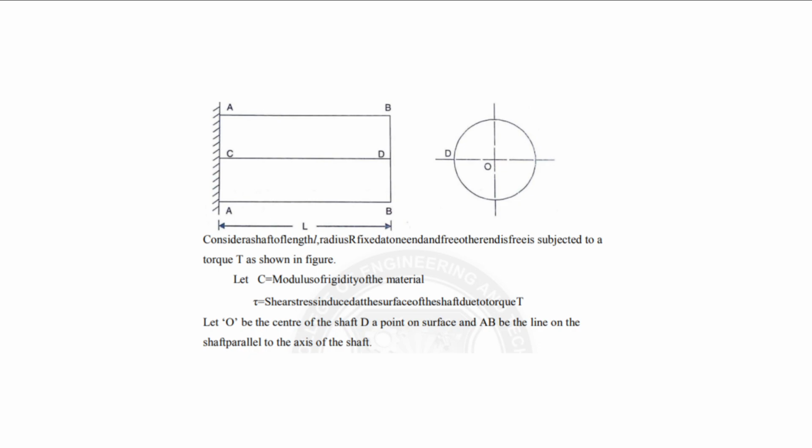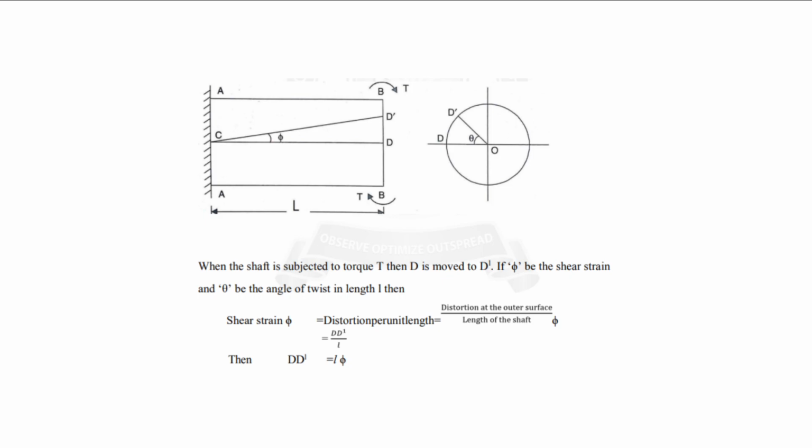So this is the shaft of length L subjected to torque T, with modulus of rigidity of the material G, and tau is the shear stress. Let O be the center of the shaft and D a point on the surface of the line AB on the shaft, parallel to the axis of the shaft. When the shaft is subjected to torque T, D is moved to D dash. If phi is the shear strain and theta is the angle of twist in the length, then the shear strain is equal to the distortion of the outer surface divided by the length of the shaft. Then DD dash is equal to L into phi.